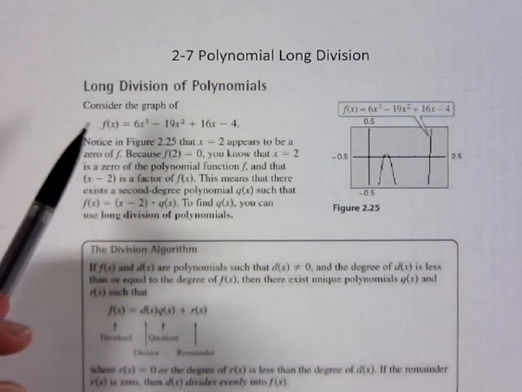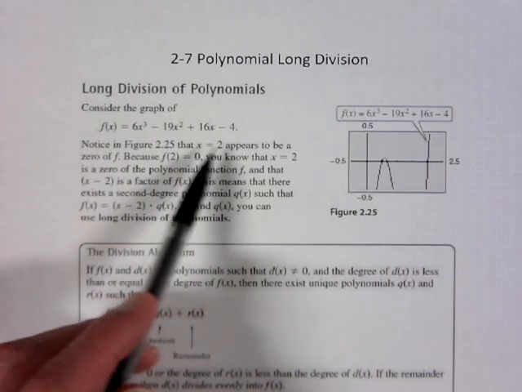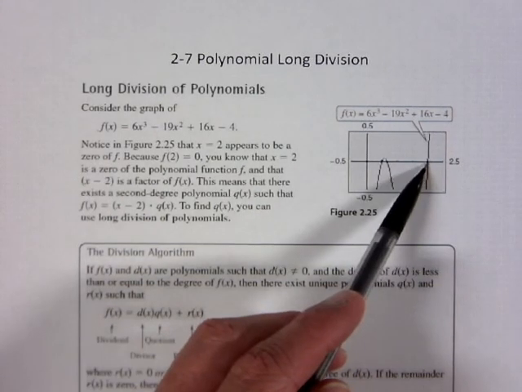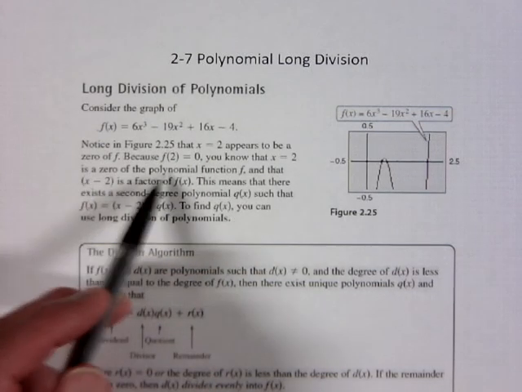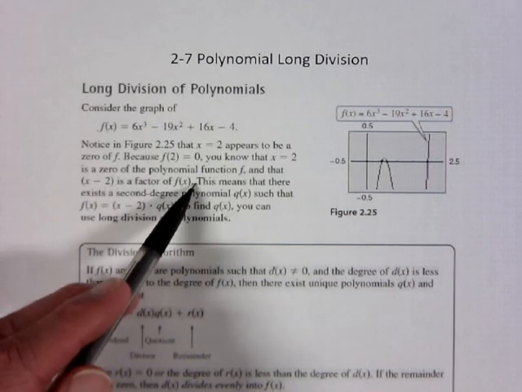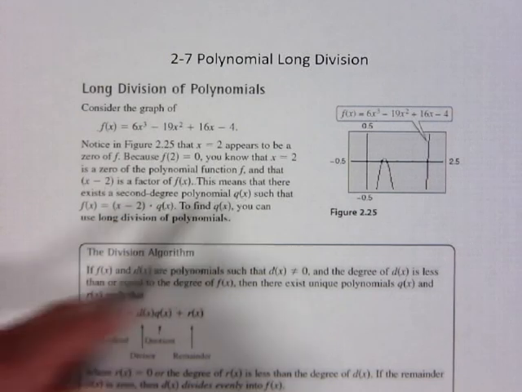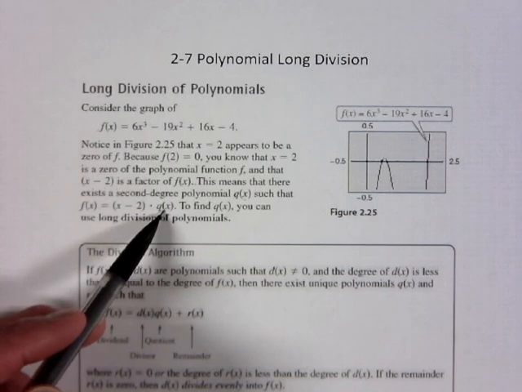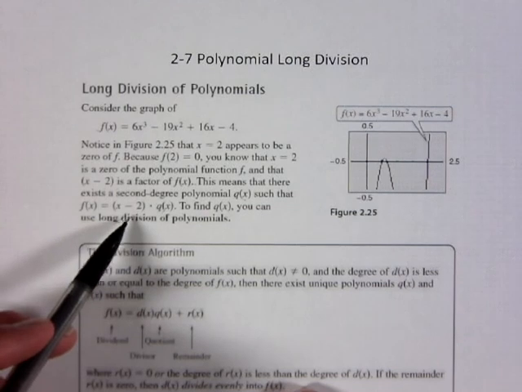It's of degree 3. And judging by the graph, notice that x equals 2 appears to be a 0 because of where it crosses. And so you know that x equals 2 is a 0 of the polynomial function, and x minus 2 then would be a factor. So that means that there exists a second degree polynomial, q of x, such that f of x equals x minus 2 times q of x, right? Because remember, if it's a 0, then it's also a factor. We learned that in a previous lesson.